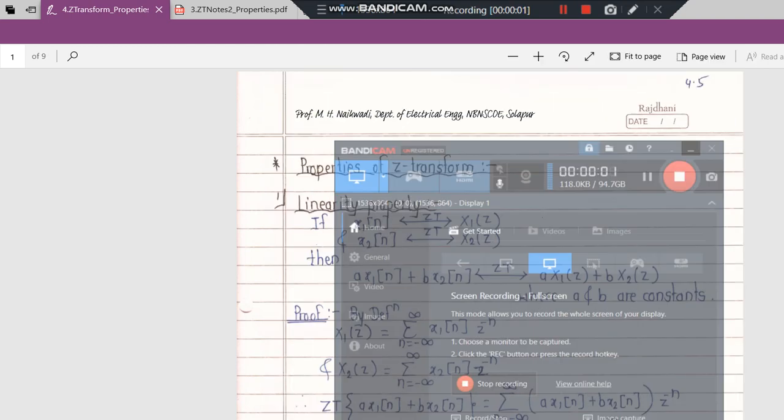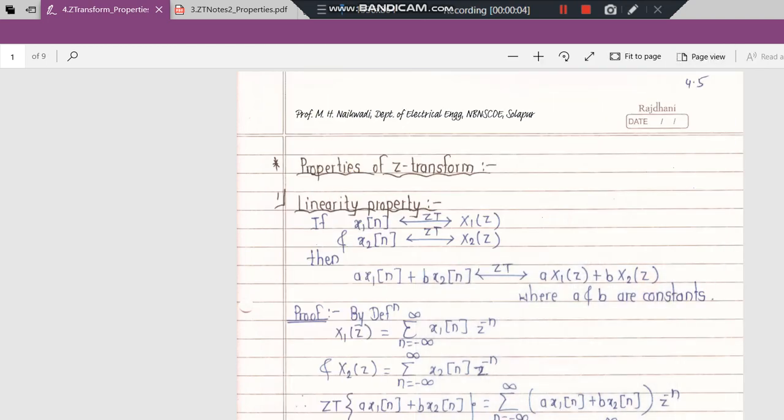Let us now begin with properties of Z transform. Now, since Z transform is a power series, and Z transform is a transform which is used to transform the discrete time signals into the frequency domain, let us try to understand what are its different properties and how these properties can be used to solve different numericals.